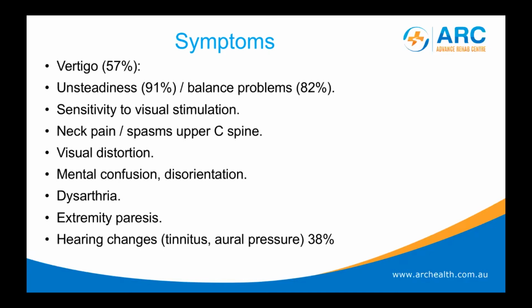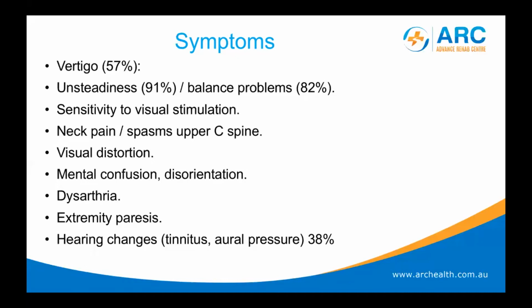Unsteadiness is common, about 91% of patients, and balance problems. People are often very sensitive to visual stimulation, so busy screens, busy environments like shopping malls where there are bright lights. People often have neck pain and spasms, and sometimes that can be just through bracing, and sometimes that can also contribute to triggering migraines. People might describe visual distortion, even mental confusion and feeling a bit disorientated at times.